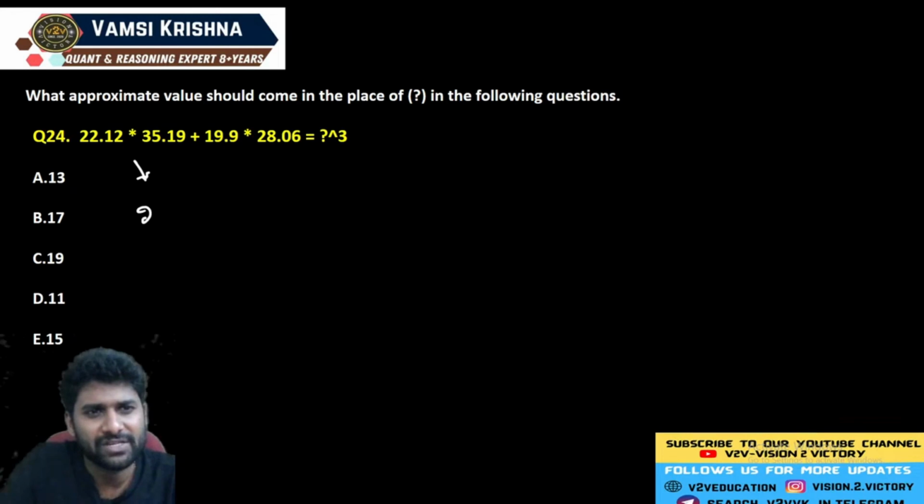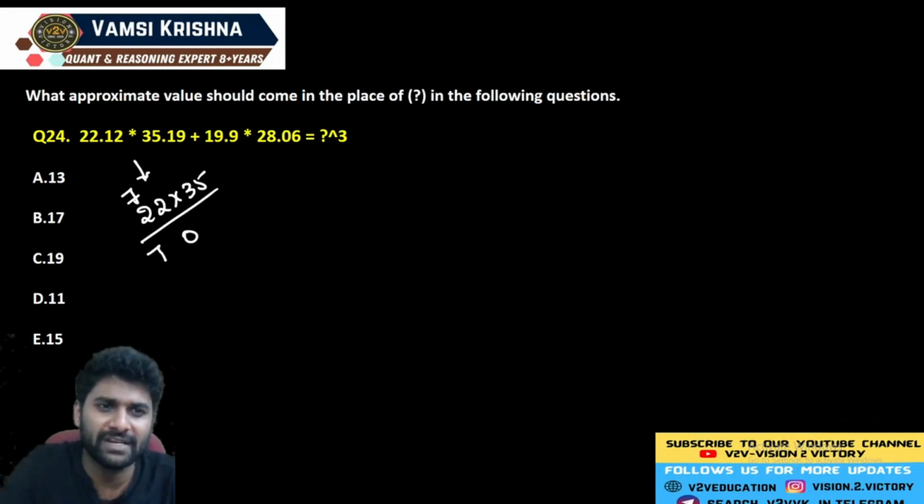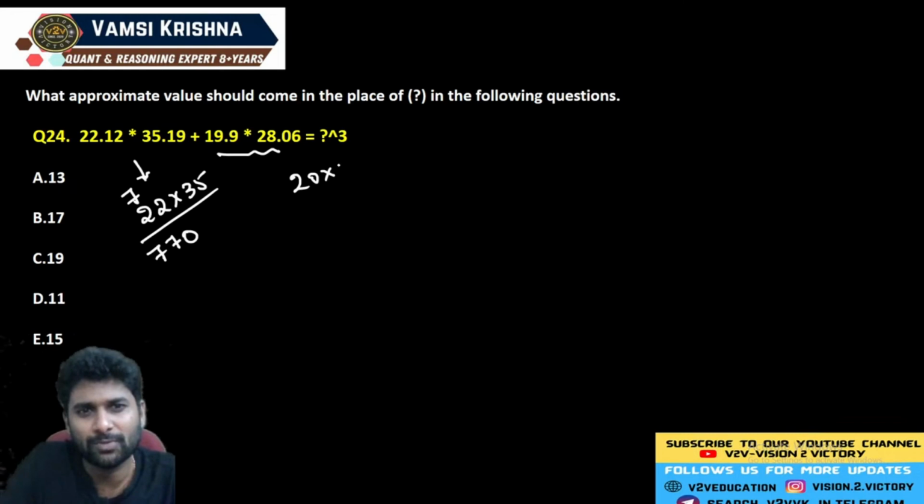Now here, what is the simplification? If 22 is multiplied by 35. Now see, 35 twos are 70. 35 twos are 70. It's a value of 770. So it's a value of 20 multiplied by 28. 560.